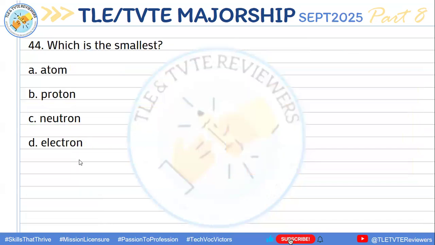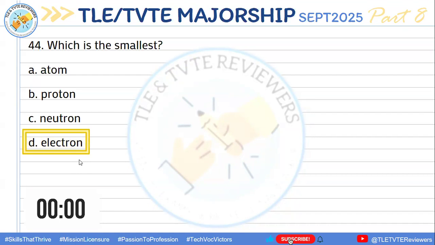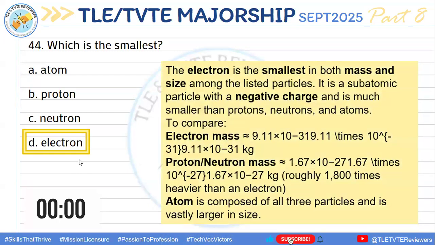Number 44, which is the smallest? A, atom, B, proton, C, neutron, or letter D, electron? Answer letter D, electron. The electron is the smallest in both mass and size among the listed particles. It is a subatomic particle with a negative charge and is much smaller than protons, neutrons, and atoms.